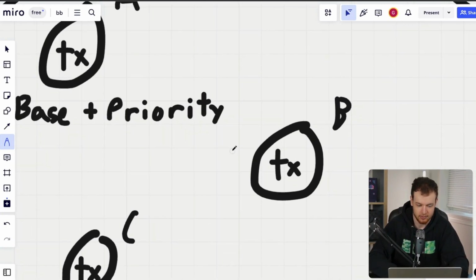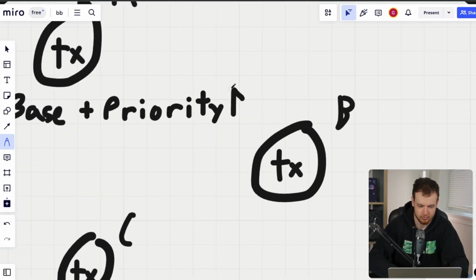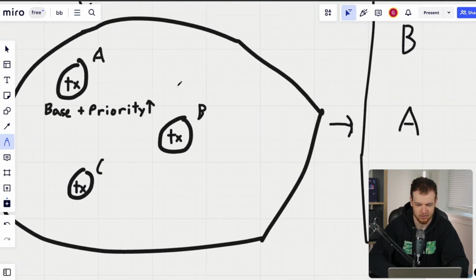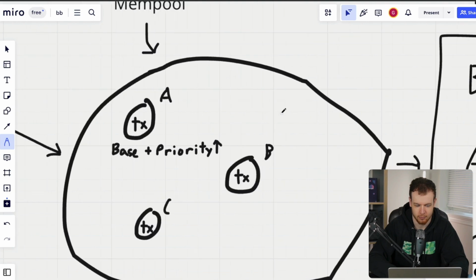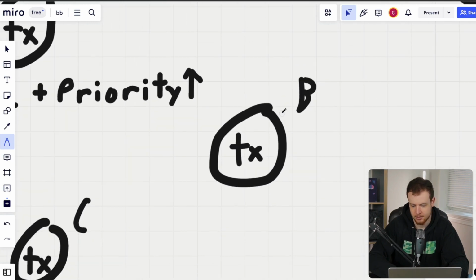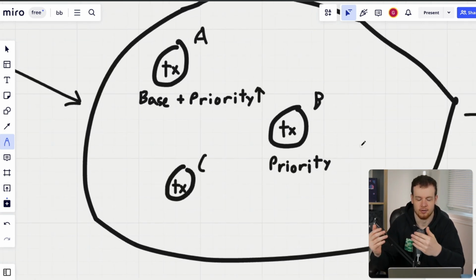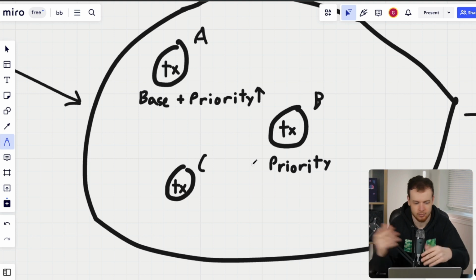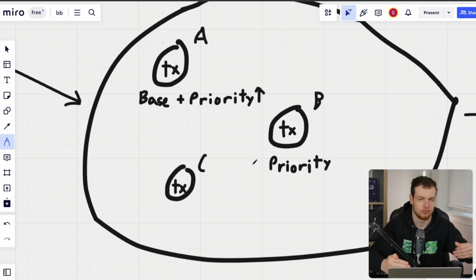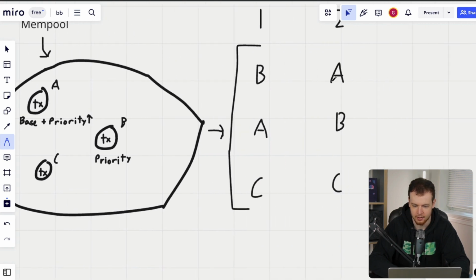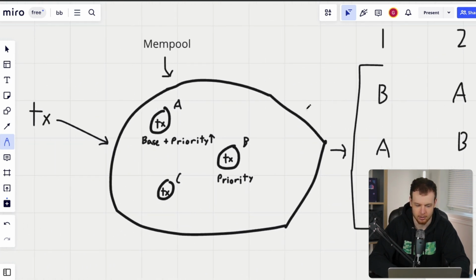So all I've got to do is up this priority fee, and then I can ensure that my transaction A gets recorded before transaction B, because I can observe the priority fee of B, the base plus priority fee, and just beat that. As long as I beat that, I can get recorded in the block before.